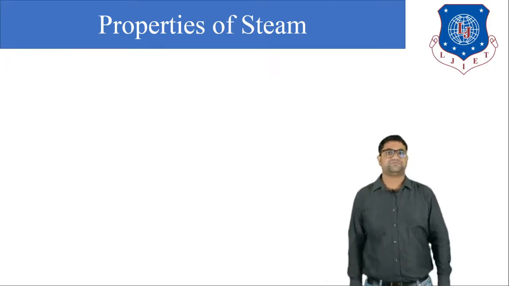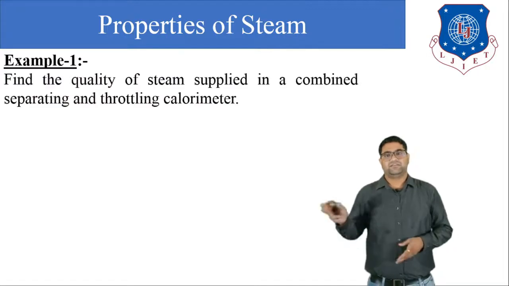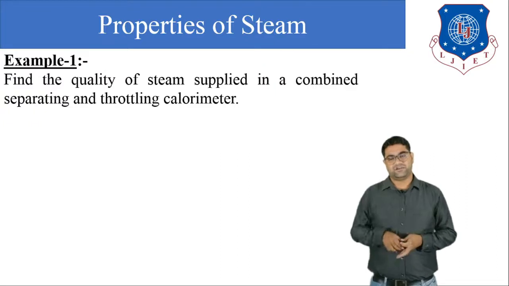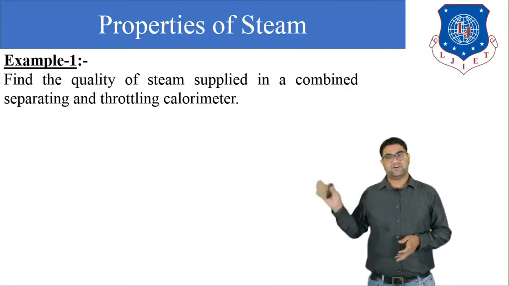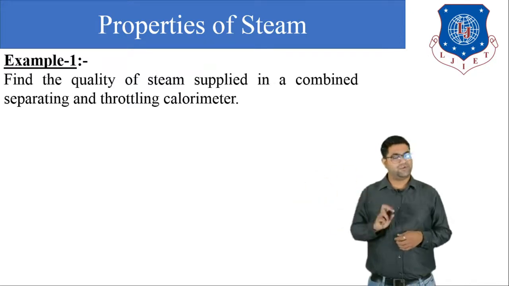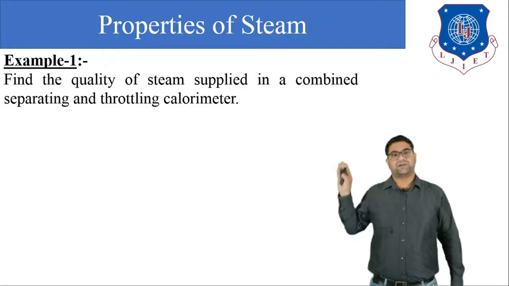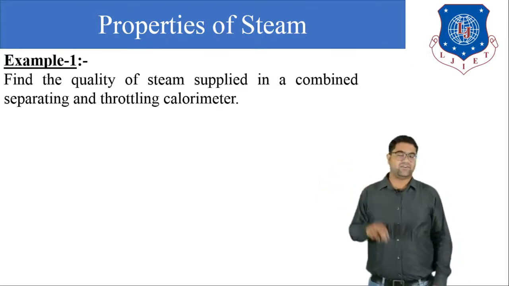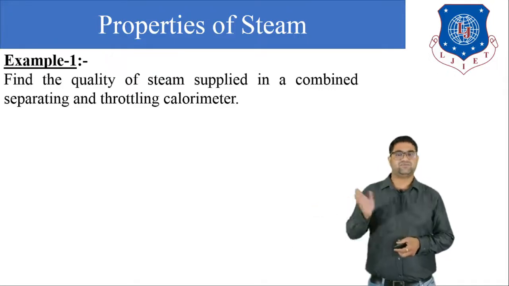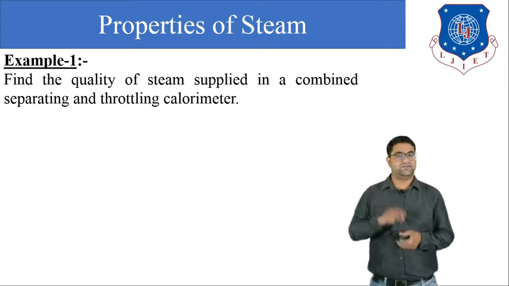Now let's calculate the next numerical. This is the numerical of the combined separating and throttling calorimeter. We have already understood the application of the throttling calorimeter or the combined calorimeter. So now let us calculate the numerical of the combined separating and throttling calorimeter. We know that the separating and throttling calorimeter is used to measure the dryness fraction, and here we have to find the quality of steam.